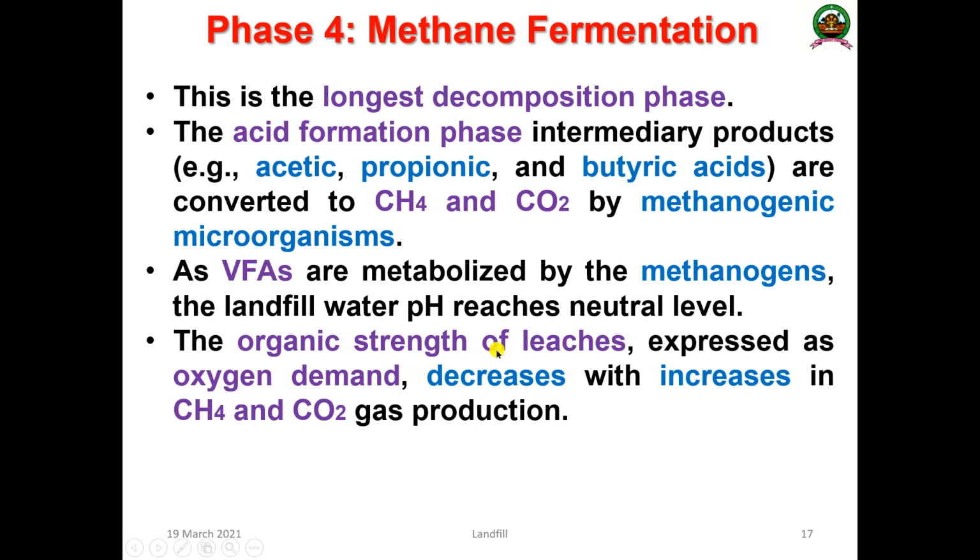The landfill pH will again reach a neutral level. Once this happens, the landfill water pH will reach the neutral level. The organic strength of the leachate is expressed as oxygen demand, which decreases with the increase in carbon dioxide and methane gas production. So the organic acid strength in the leachate, expressed as oxygen demand, will decrease with increasing concentration of carbon dioxide and methane. This is the methane formation.